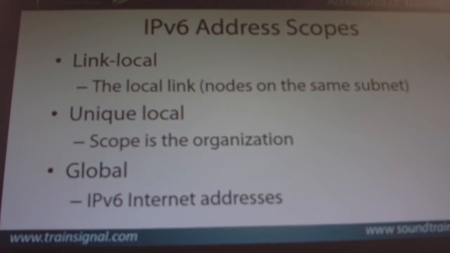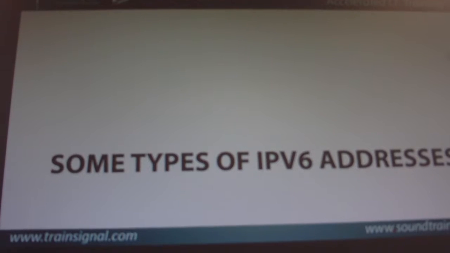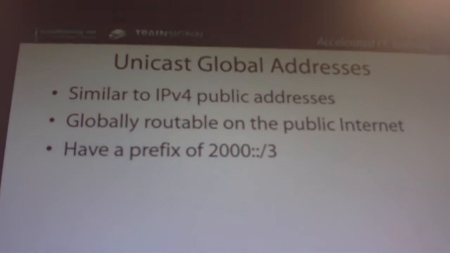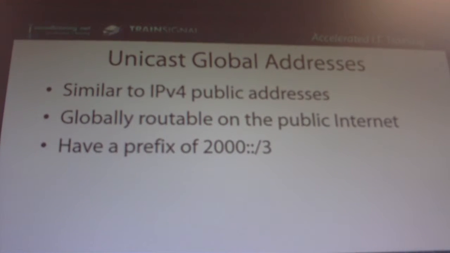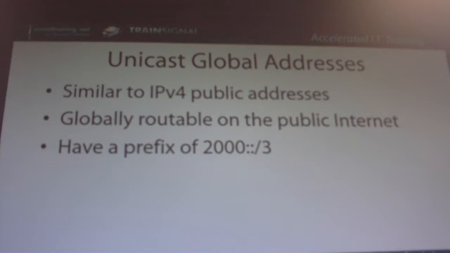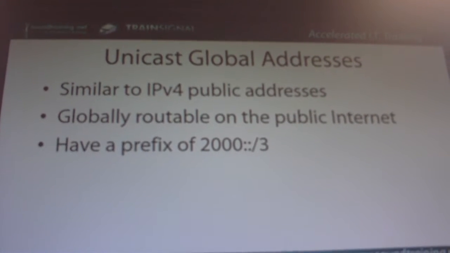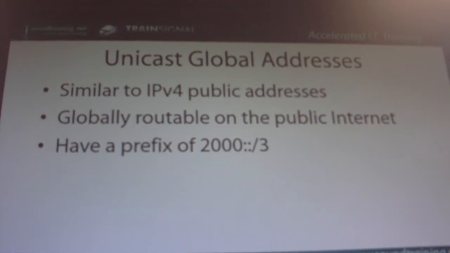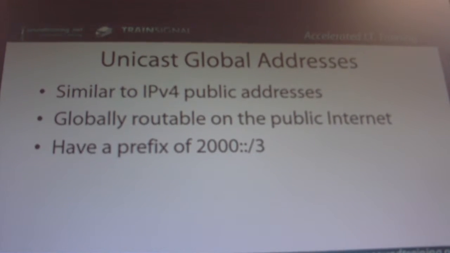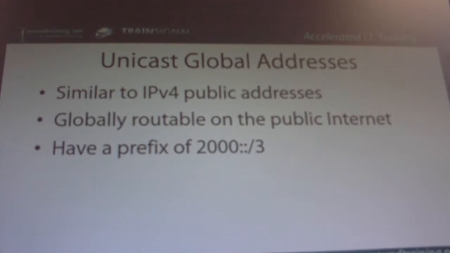Now, here are some types of IPv6 addresses. The unicast global addresses are similar to IPv4 public addresses. Anytime you see the word global, that kind of indicates that we're talking about things out on the public internet. They're globally routable on the public internet, and they have a prefix of 2000::/3.